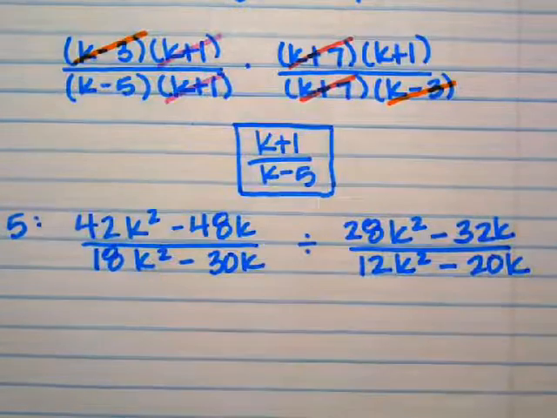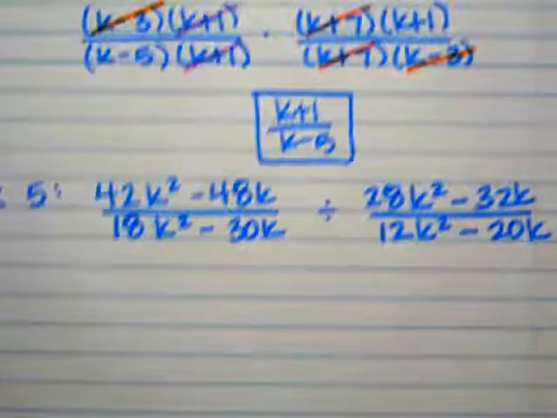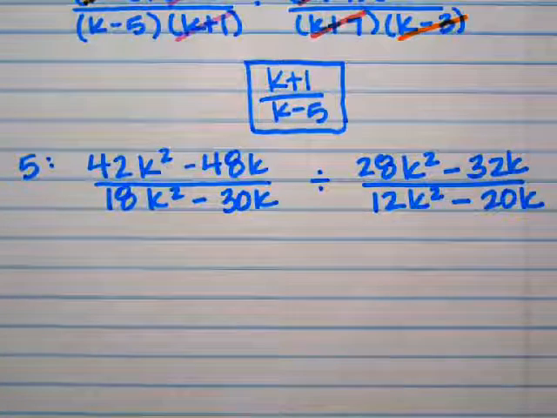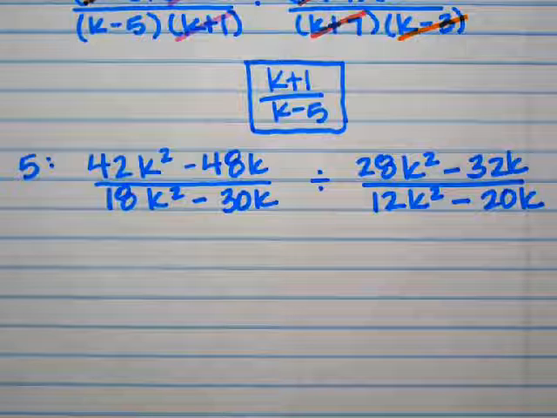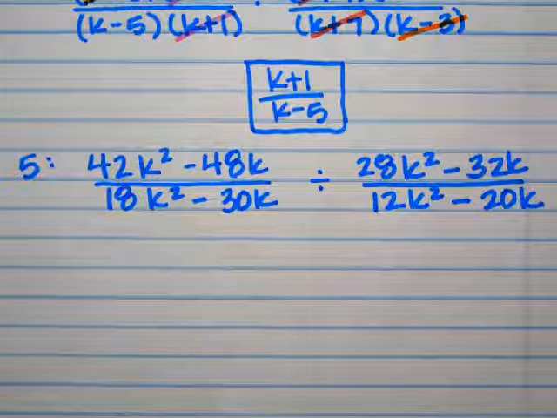Some students hate this type of factoring. What type of factoring is this? Greatest common factor. The type of problem is a keep, change, flip problem, but the type of factoring is greatest common factor.